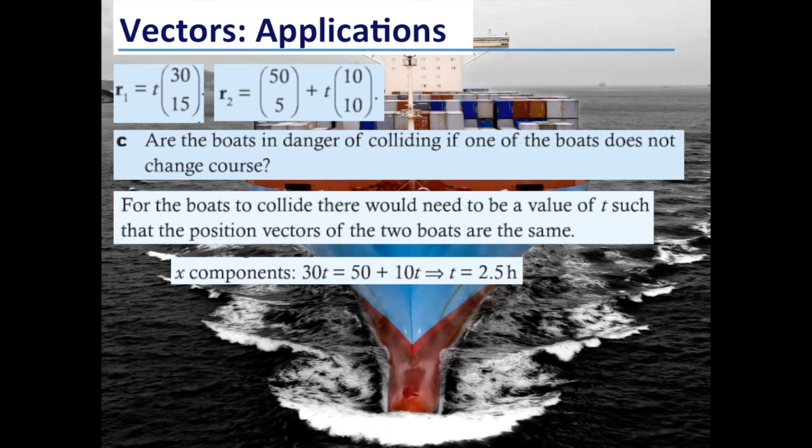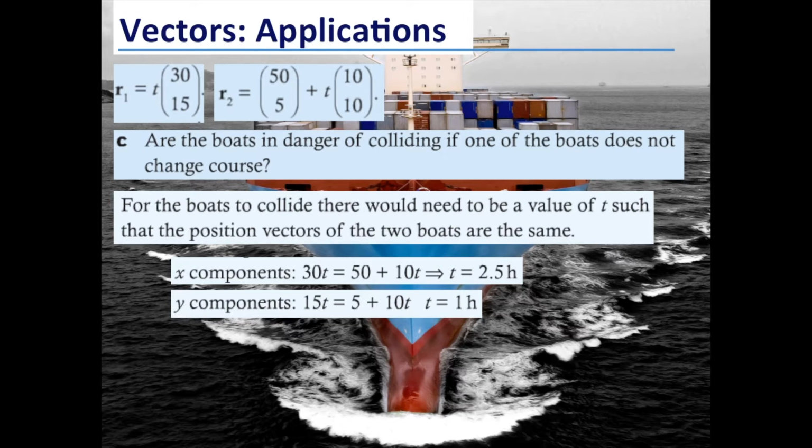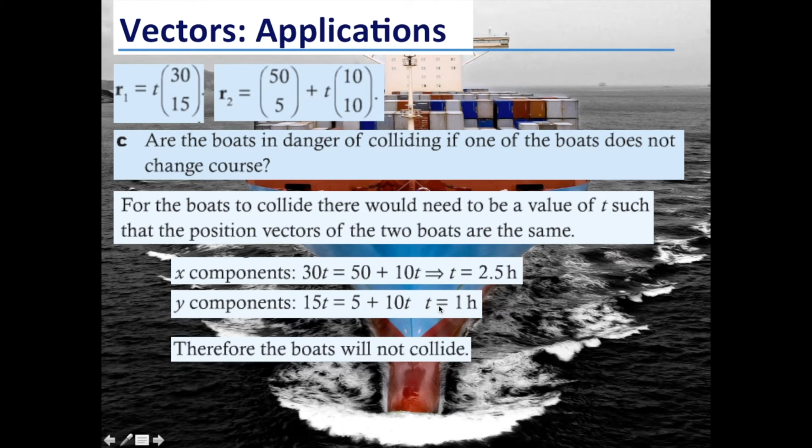We can have a look at what happens when we solve that. That gives us 20t equals 50, so t is equal to 2.5 hours. We're then going to do the same for the y components, solving this equation for t, which gives us 15t minus 10t equals 5, so t is equal to 1 hour. Given that the value of t is not consistent here, we can conclude that the boats will not collide.